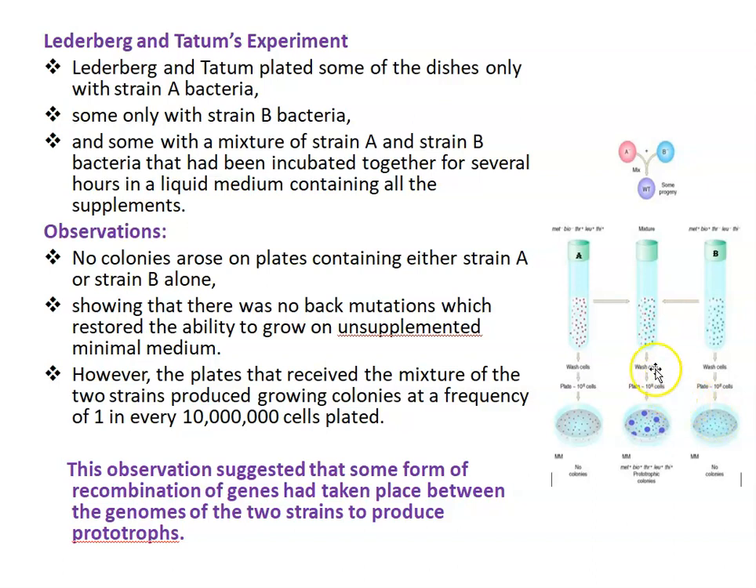However, the plates that received the mixture of both the strains produced colonies. You can see this blue colored, right? So this observation suggested that some form of recombination of genes was there between the genomes of the two strains to produce prototrophs. Now, what are prototrophs? Prototrophs are self-sufficient producers of all the required metabolites. In other words, we can say wild type, right?